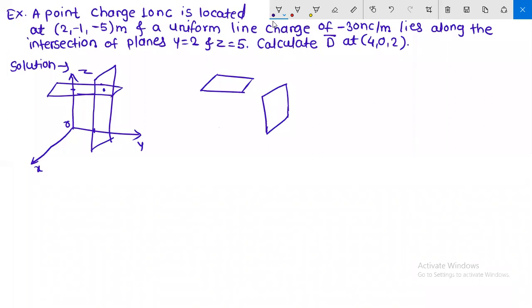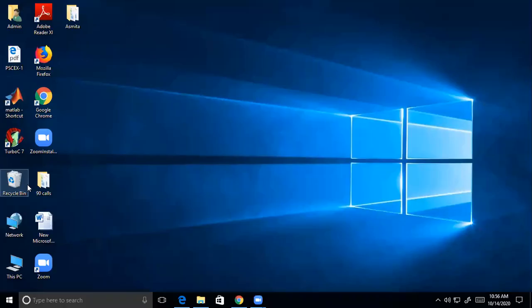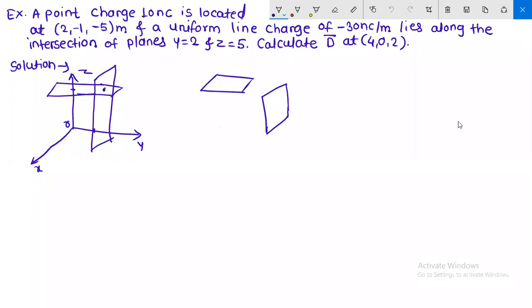Which coordinates are given here? Y coordinate and Z coordinate are given, means this intersecting line has one point on it, but that line is parallel to which axis? To which axis is the line parallel? Yes? Is everyone getting how the intersecting point is drawn? Hello?